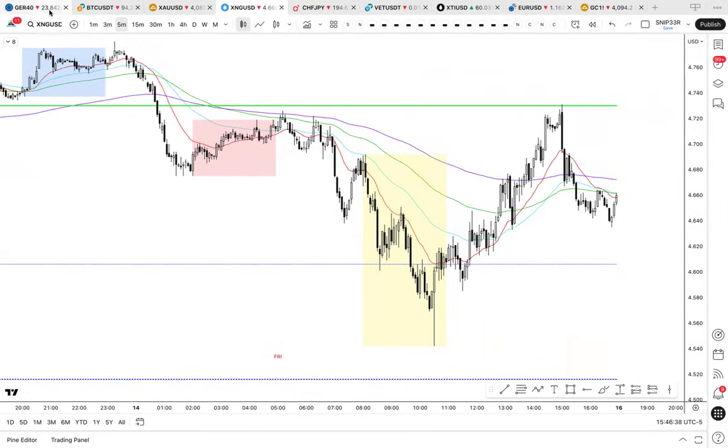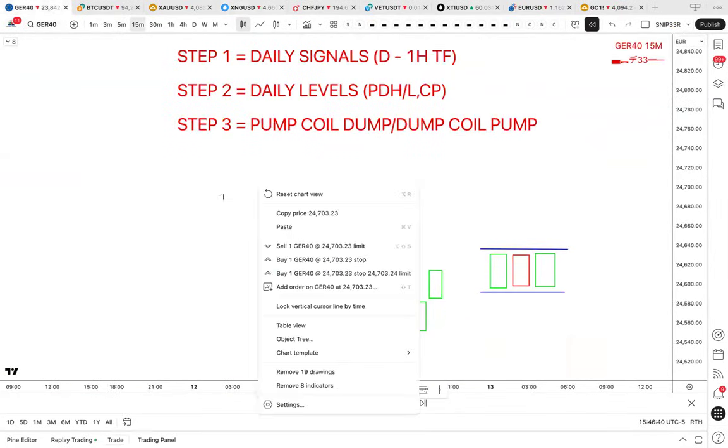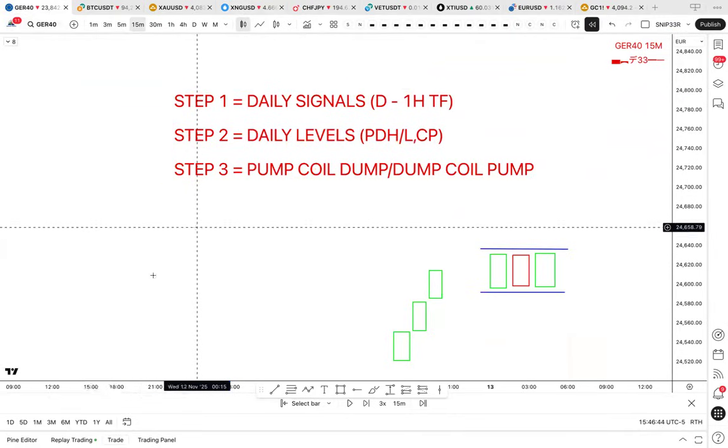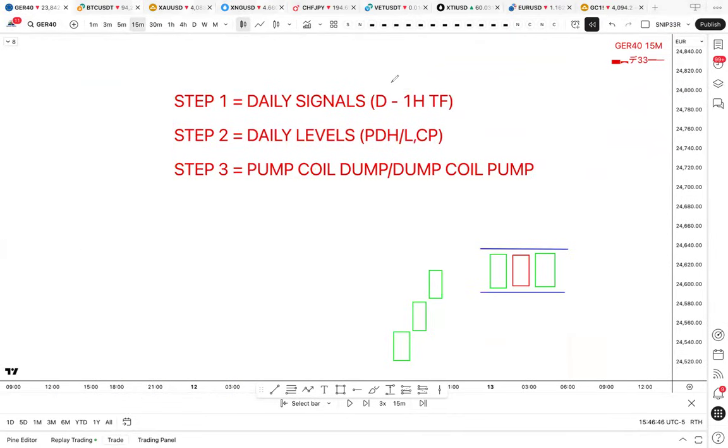Now, I am using these three steps here. I need a signal day, which you can identify on the daily, the 30 minutes, the 1 hour, the 4 hour, however you're doing it. You can identify these signals. However, I would suggest using the daily because it gives you a bigger, clearer view of what you're looking at and where you're at in the month.